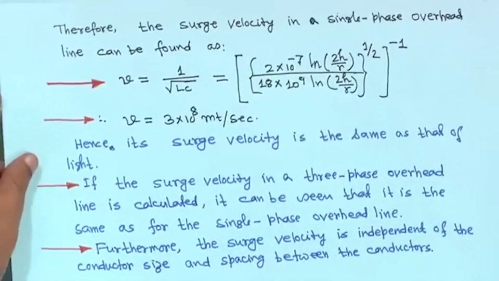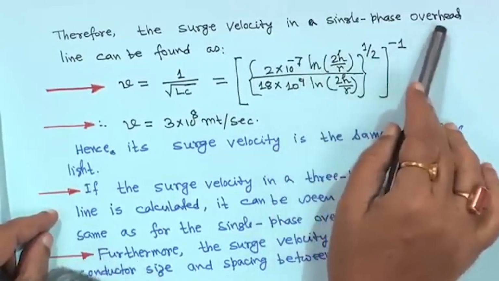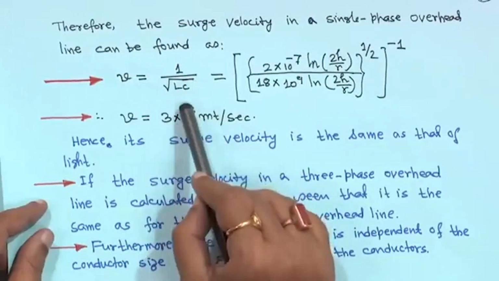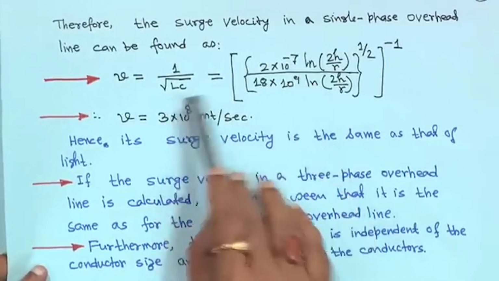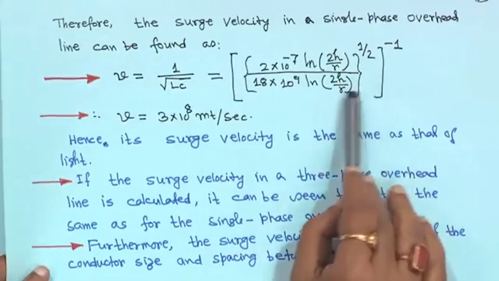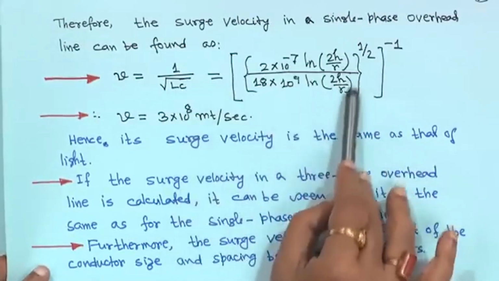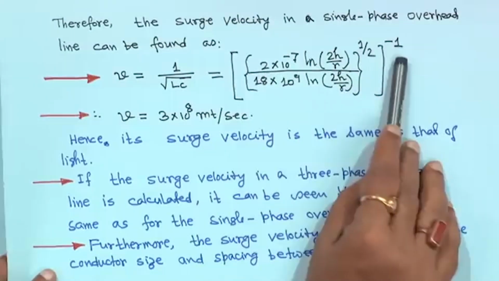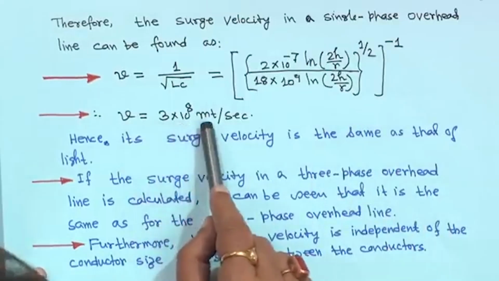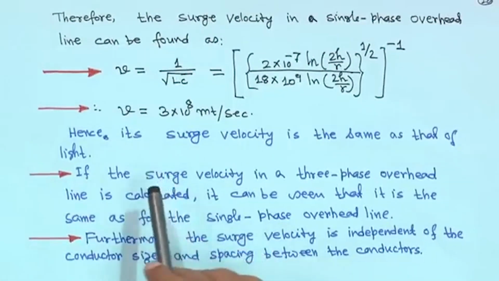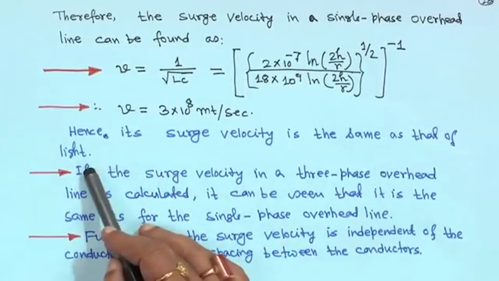Therefore, the surge velocity in a single phase overhead line is V is equal to 1 upon root over LC. So, substitute those L and C values, and since it is a reciprocal, everything is taken to the power half, then overall to the power minus 1. So, it is coming around 3 into 10 to the power 8 meter per second. So, therefore, surge velocity is the same as that of light, right.